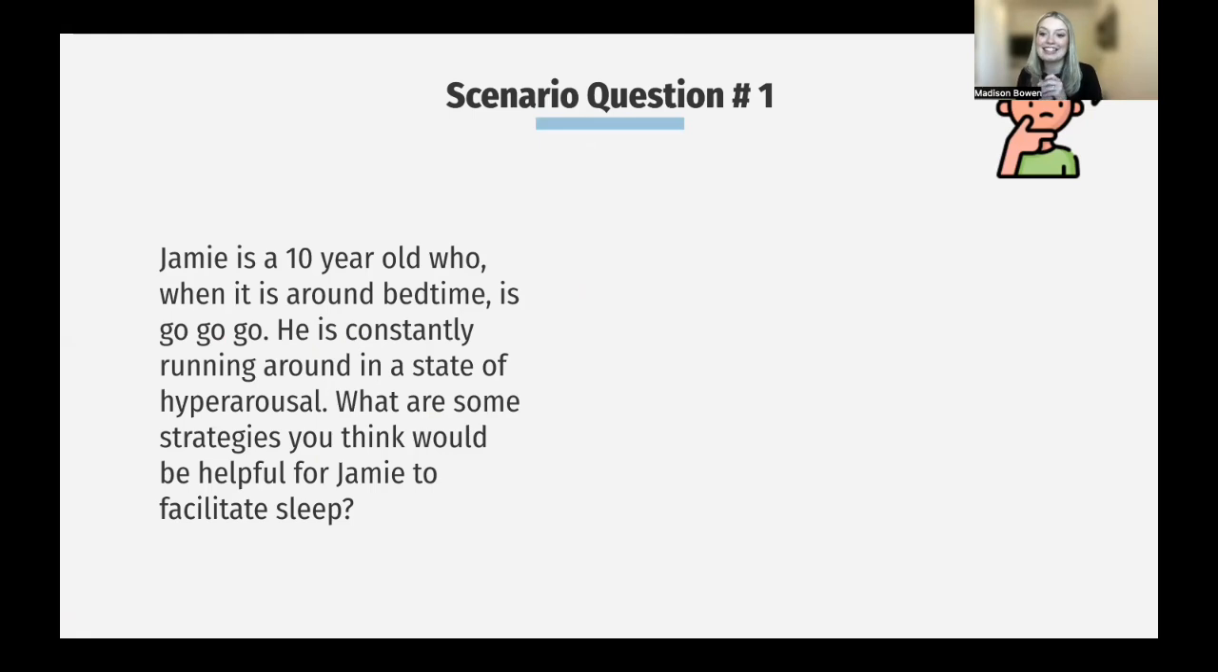So let's go ahead and test what you know. I'm going to read through a scenario question and walk you through the reasoning behind the correct answer after you have answered. So Jamie is a 10-year-old who, when it's around bedtime, is go, go, go. He is constantly running around in a state of hyper arousal. What are some strategies you think would be helpful for Jamie to facilitate sleep? So go ahead and pause the video and think over some strategies that we discussed in this module. Once you've gathered a few, go ahead and play the video again.